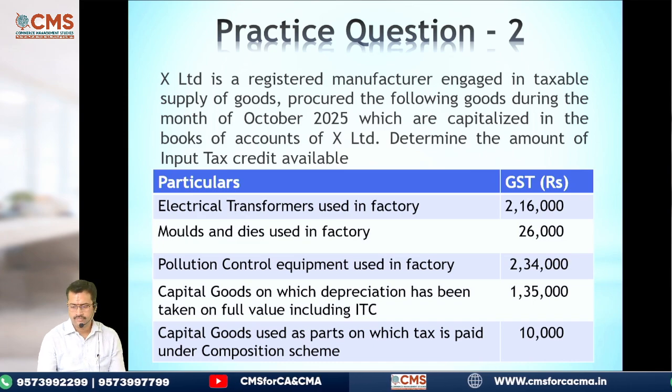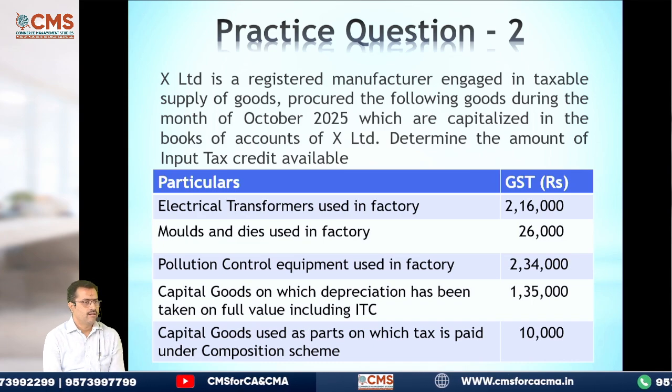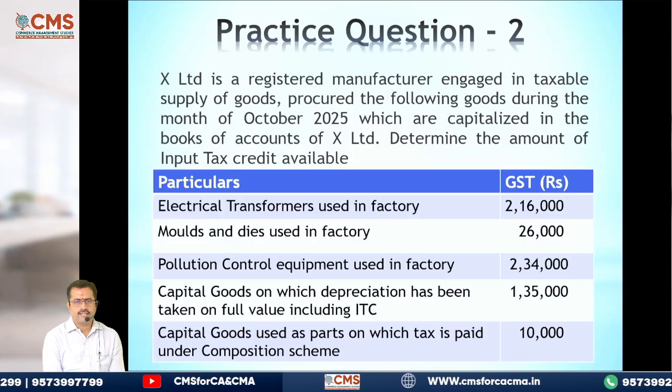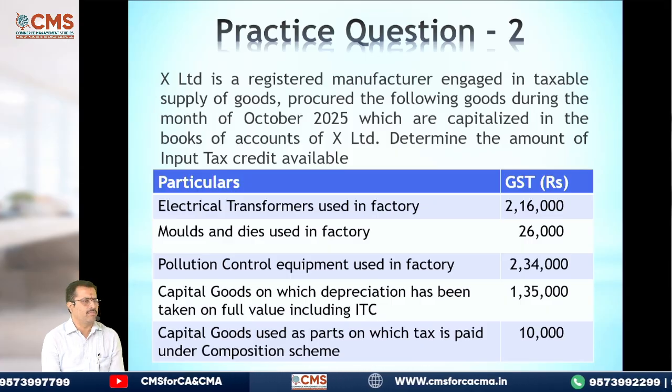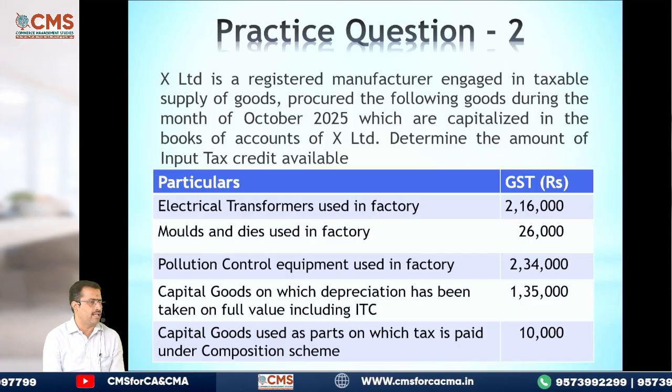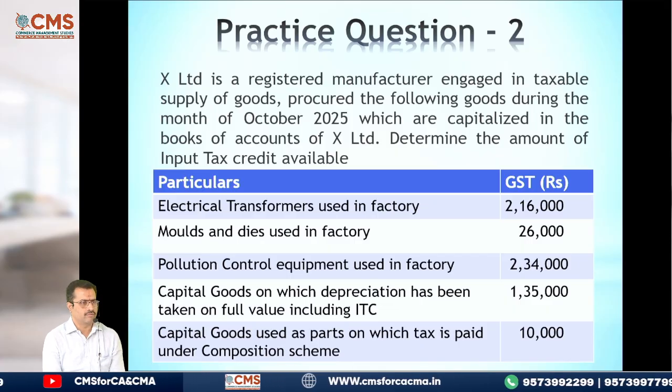4,76,000. Yes. First three, did you add? Did you understand how questions will come? These are very simple questions only. These kind of questions they will not ask you in the exam. If they ask, it is a bonus for you. That's all. That's what I can say.